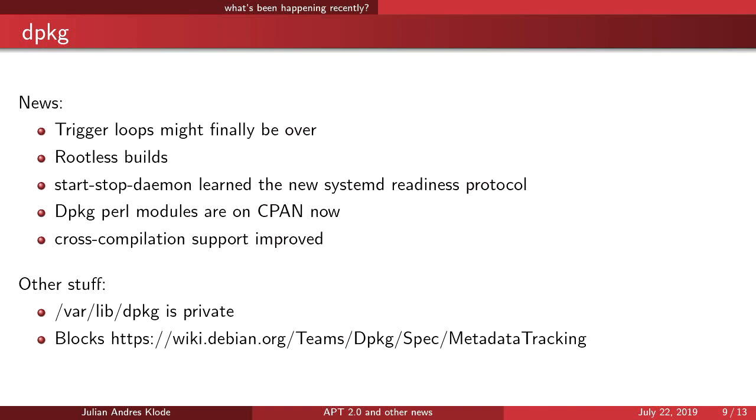Rootless builds are possible now. There's the new Rules-Requires-Root field in Debian control that you can set to no, and then it builds without root. Start-stop-daemon learned the new systemd readiness protocol, which I think is nice. dpkg Perl modules are on CPAN now. There's some improvements for cross-compilation support. And finally, a warning. If you're using the dpkg database, the database is to be considered private. So if you use it, you will break eventually.